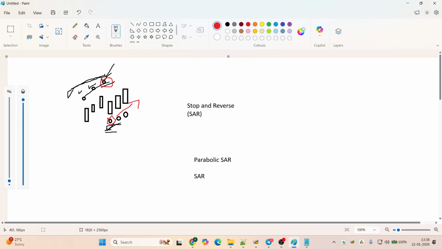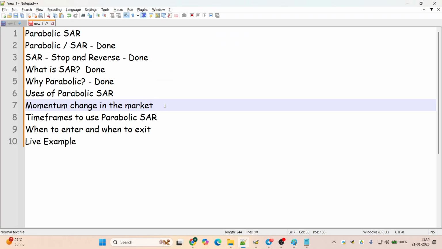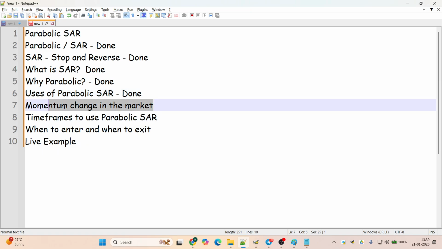Once the parabolic SAR flips below or above the candle based on the trend, you can enter at the opening of the second candle with the help of SAR, and until the SAR changes to somewhere like here, and the candle is below the SAR, you can continue to hold the position for a longer period for profits. It's as simple as that, guys. So we have seen the use of parabolic SAR: it is used to identify the momentum change in the market, so we can enter at an early stage and capture the trend.